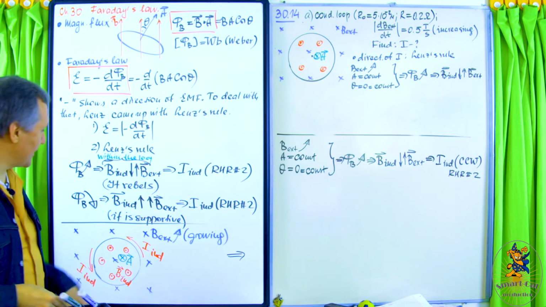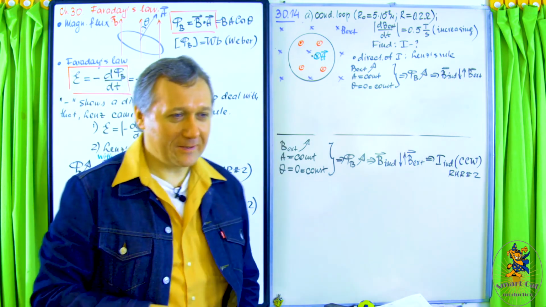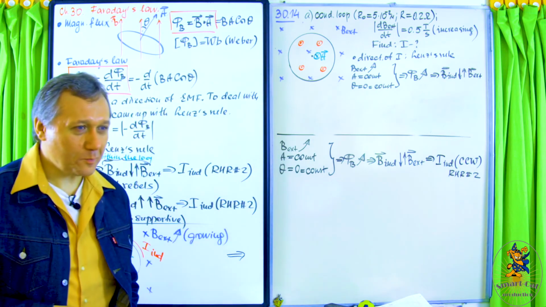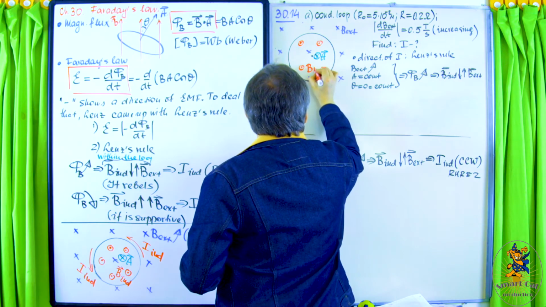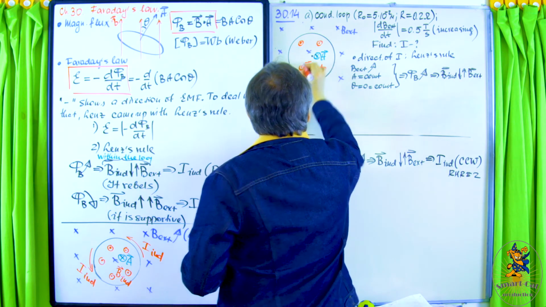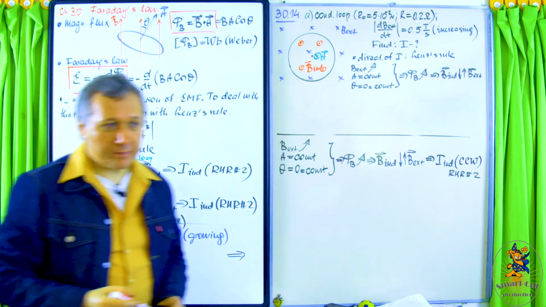Probably next class, I will just skip this example and immediately dive into problem 14. Right? And that's our B induced. Let me write over here. And again, you see I drew these dots only within the loop, because that's what we need.